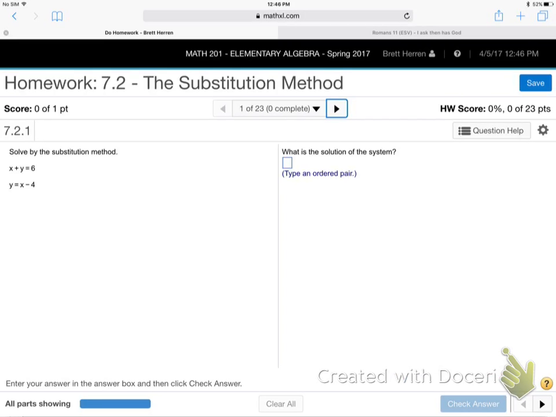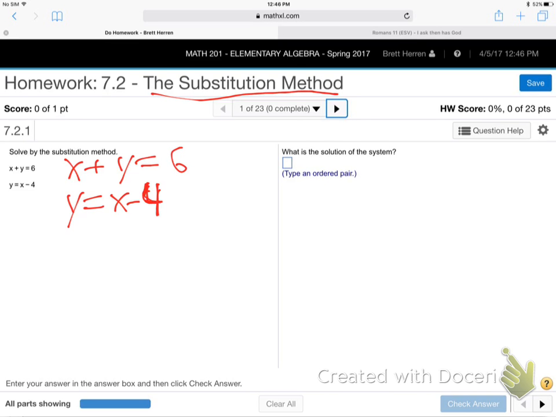Okay. So here we are in 7.2. X plus y is 6. Y equals x minus 4. All right, so on this one, basically what I'm going to suggest in this section, they're calling for a different method. And that's fine. I'll show you one of those. But I never care on the test what method you do on anything.